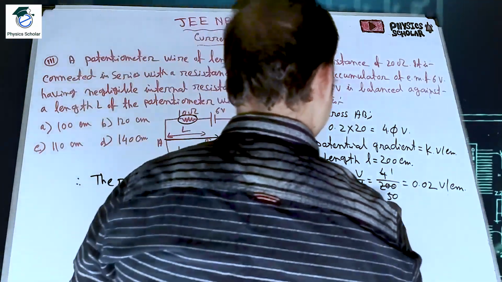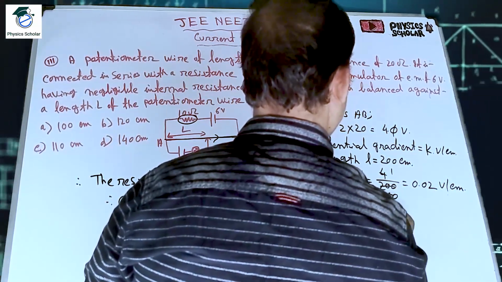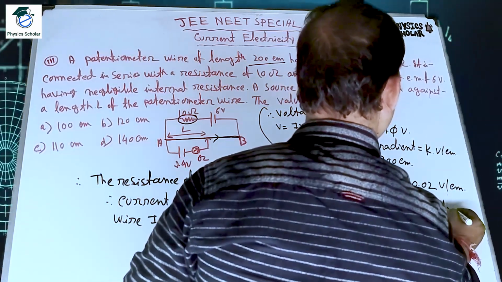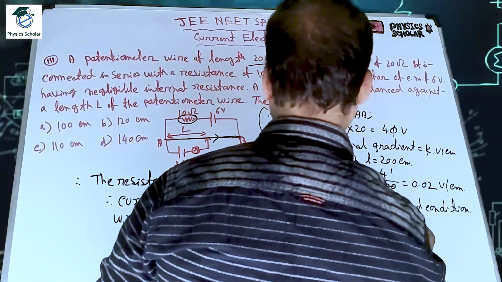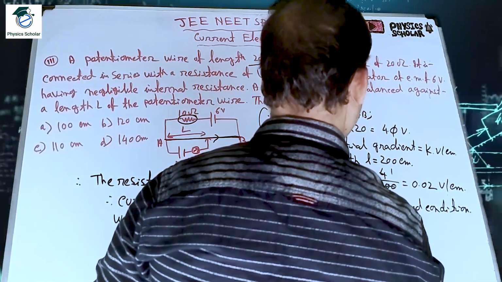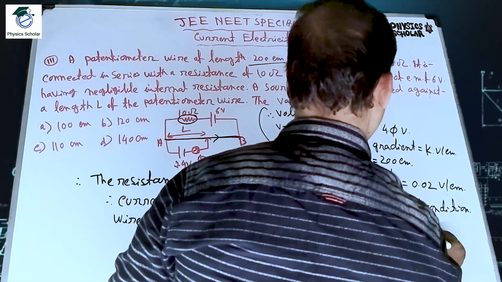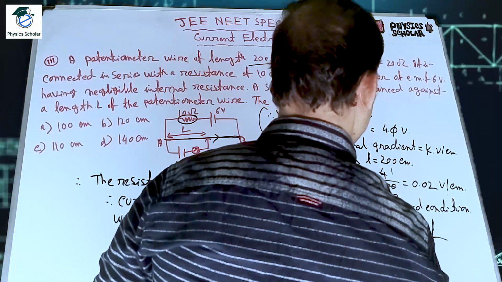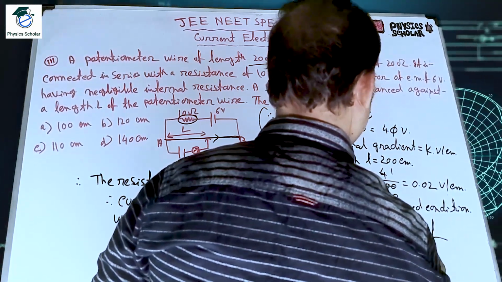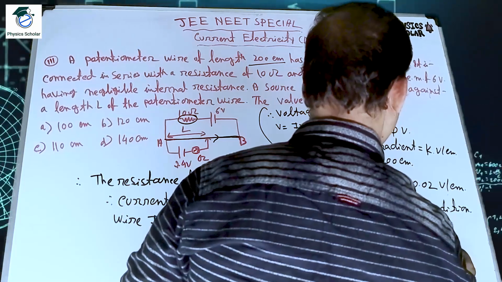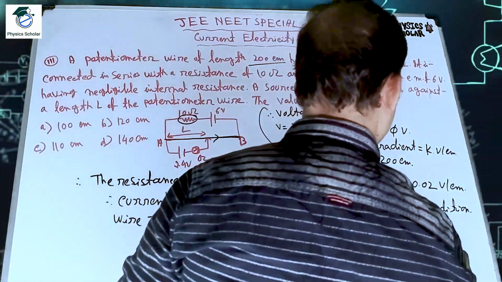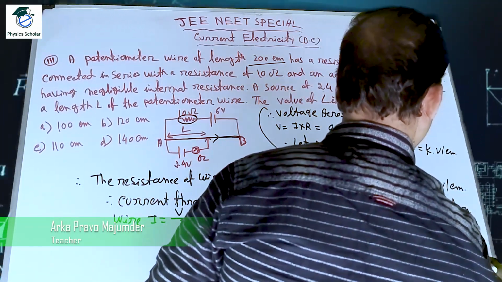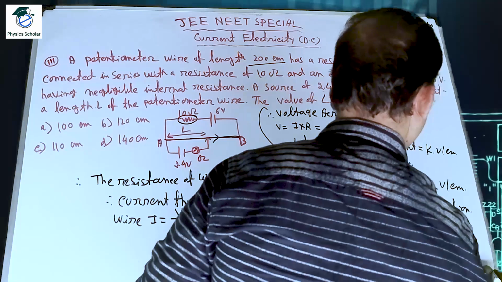Now at the balance condition, the voltage V dash is equal to 2.4 volt. Let the length be capital L. So that means K is equal to V dash by capital L. So L is equal to V dash by K. What is the value of V dash? 2.4. And what is the value of K? 0.02.